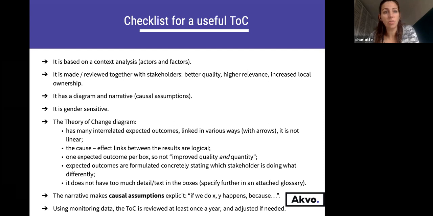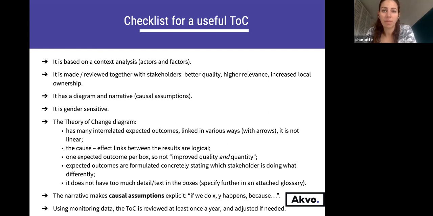So in addition to having an overall program theory of change, it's also important to have country specific theories of change, because the context there is just very different. And then also to create that ownership and alignment in country, you want to have the country specific theories of change as well. But that depends on the project.